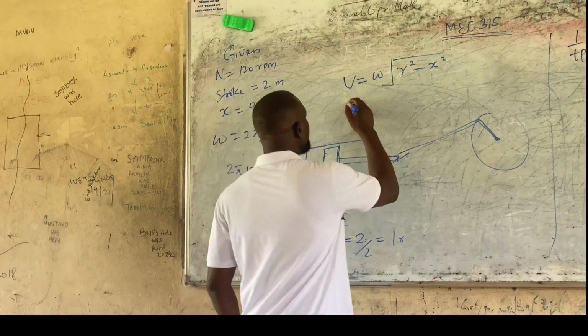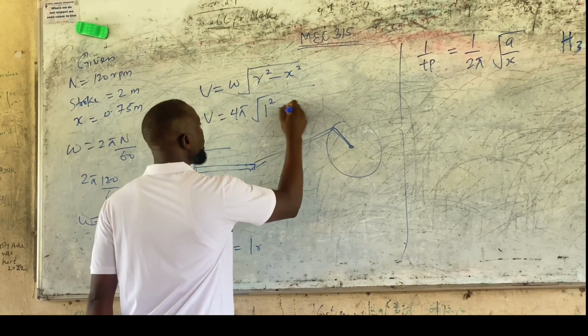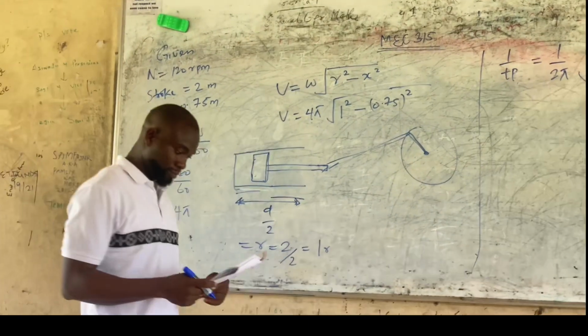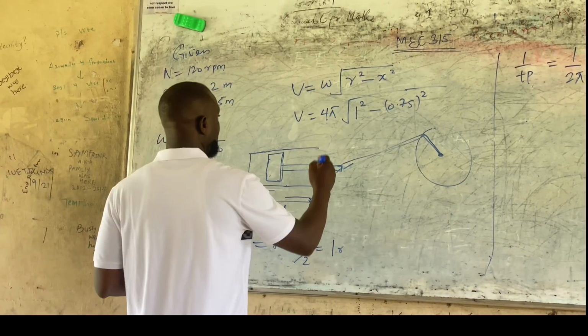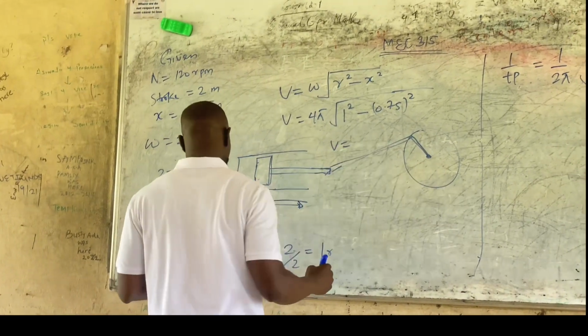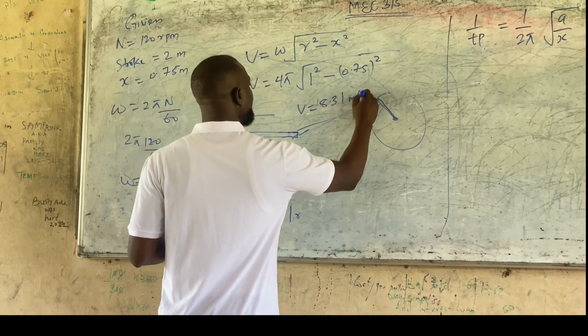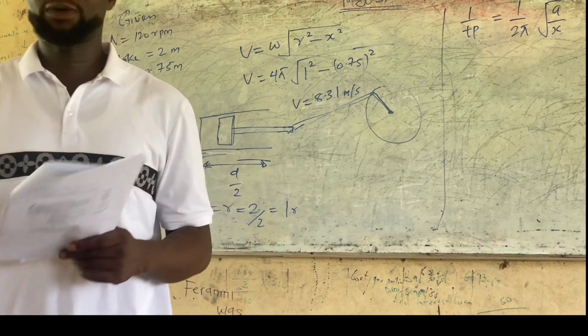So V will now be 4 pi times the square root of 1 squared minus 0.75 squared. What's the answer? So V will be 8.31 meters per second. That's our V.